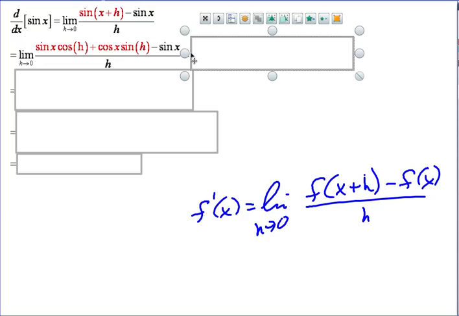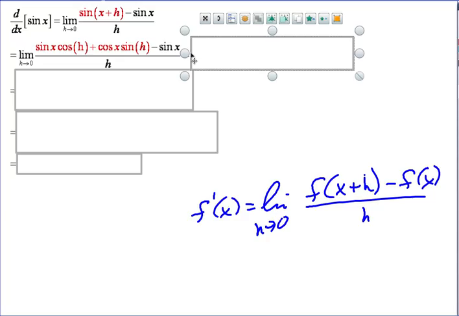Now what? Maybe I want to try putting h equals 0 in and see what happens. Unfortunately, it doesn't work. I still get 0 over 0, don't I? Because cosine of 0 is 1 and sine of 0 is 0, so that term would disappear, and I'd get sine x minus sine x on the top. That's still 0. So I've got to do more.